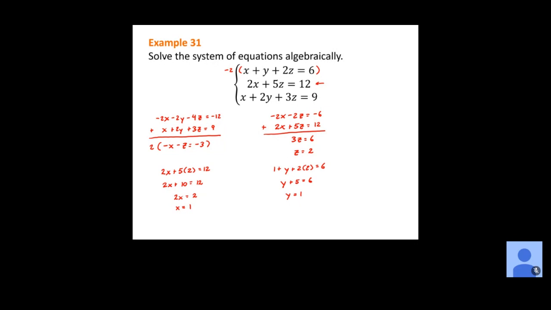Now that we know all three variables, now we just write them as an ordered triple. X comes first, so 1, y is next, that's also 1, and then z is 2. This would be the solution to that system.